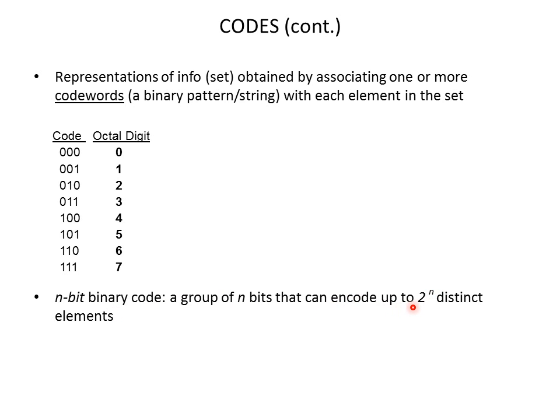Suppose that we have to encode only 9 or 10 digits, then we require 4 bits. But using 4 bits, we can encode 16 elements, while here it is only 10 elements. That is used in the decimal number system.